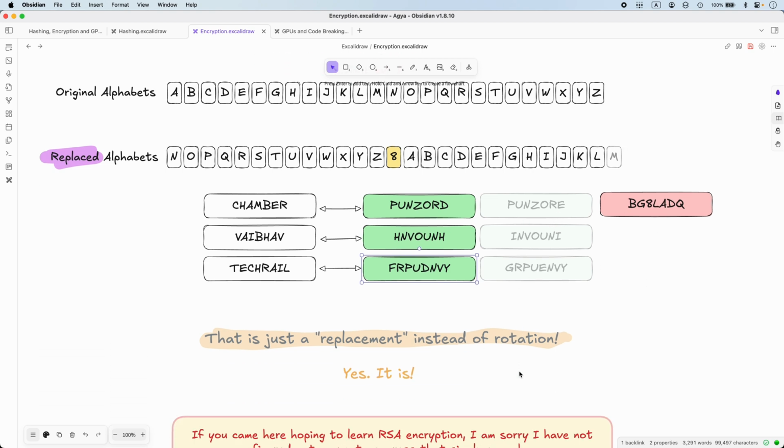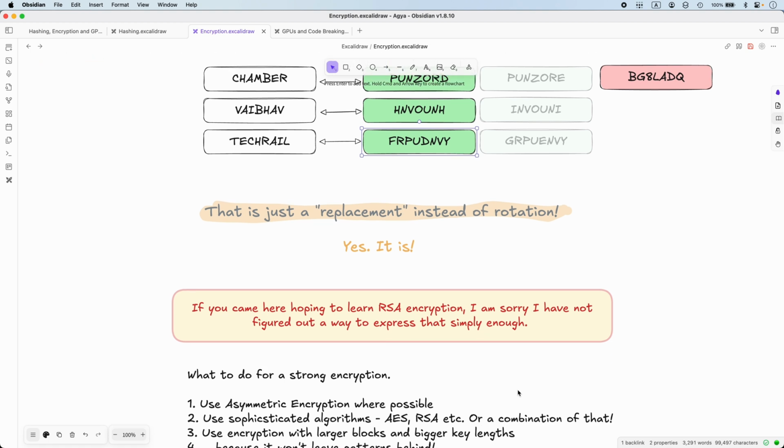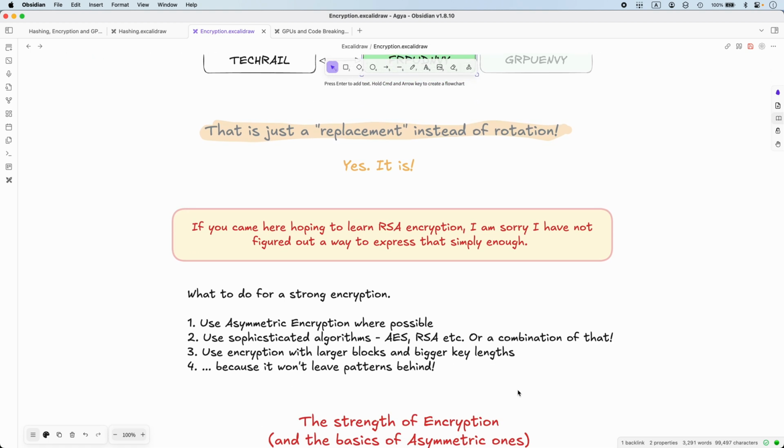So that's asymmetry. Now if you came here hoping to learn RSA encryption, I'm sorry, but I've not figured out a way to express that simply enough. I am not even trying for that. But basically, when RSA is applied, RSA gives you two keys.